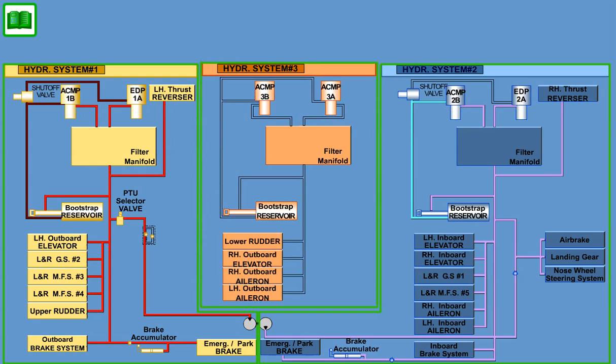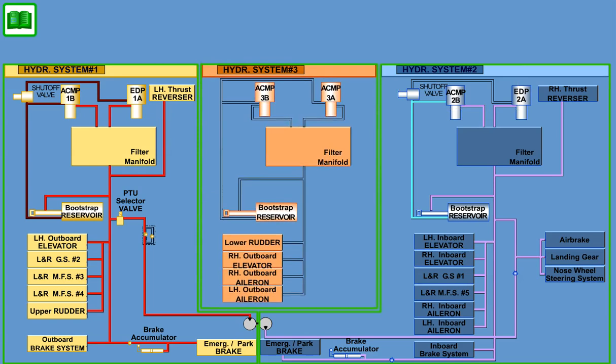System 3 has a temperature switch installed that will cause ACMP 3A and 3B to switch off automatically in the event hydraulic fluid temperature reaches 125 degrees Celsius, 257 degrees Fahrenheit.